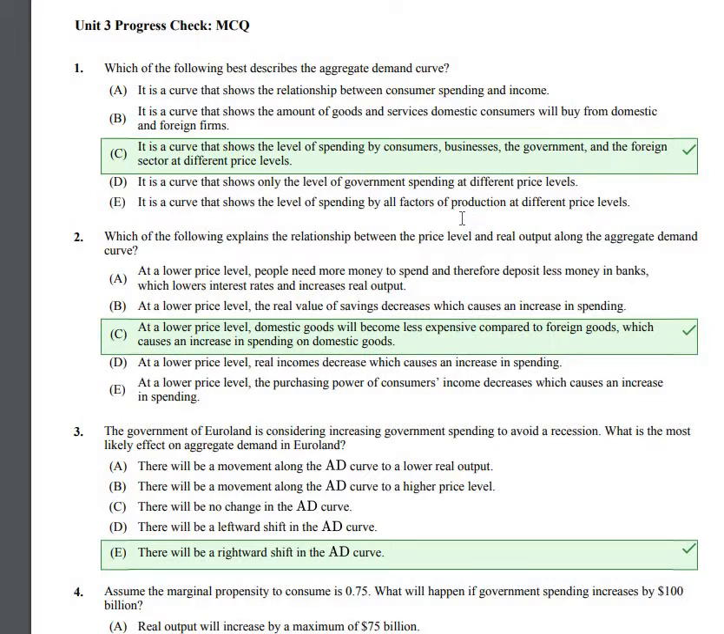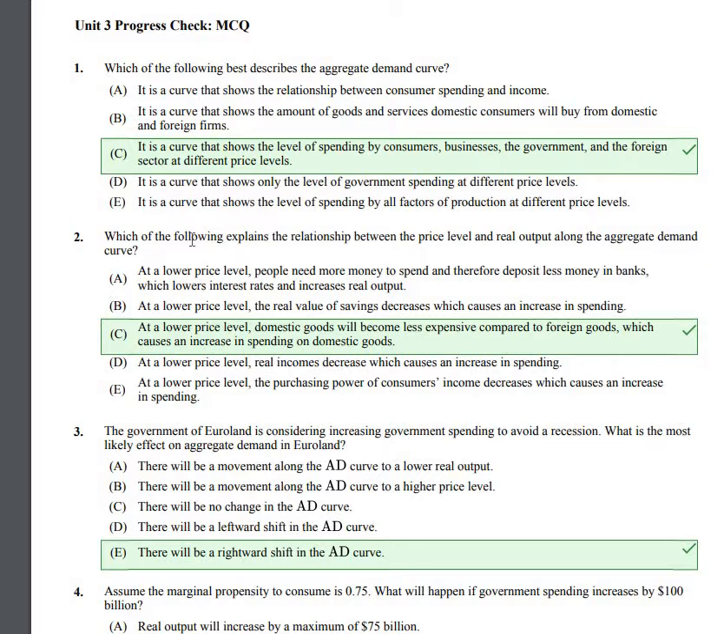Which of the following best describes the aggregate demand curve? All right, C, it is a curve that shows the level of spending by consumers, businesses, the government, and the foreign sector at different price levels. The foreign sector meaning net exports. So if we are importing more than we're exporting, that actually is going to have a negative impact on aggregate demand, but that's just kind of what that means. So again, all components of GDP, as I mentioned before.